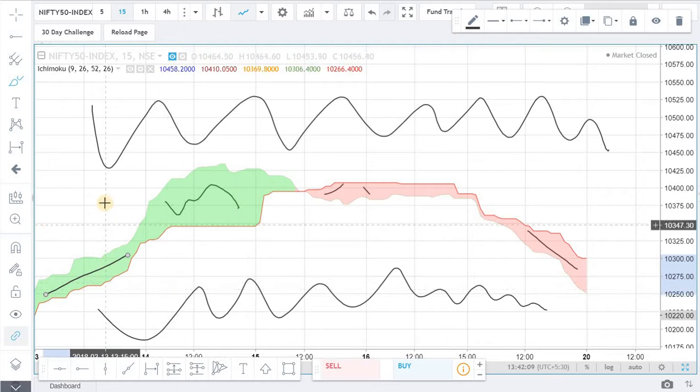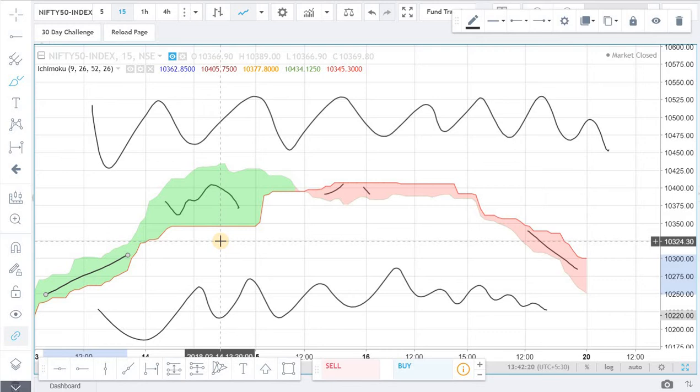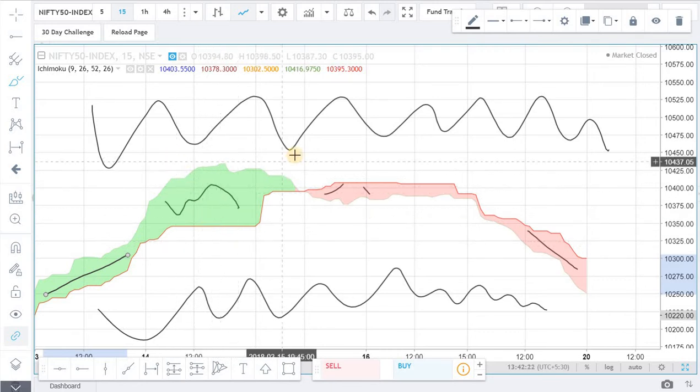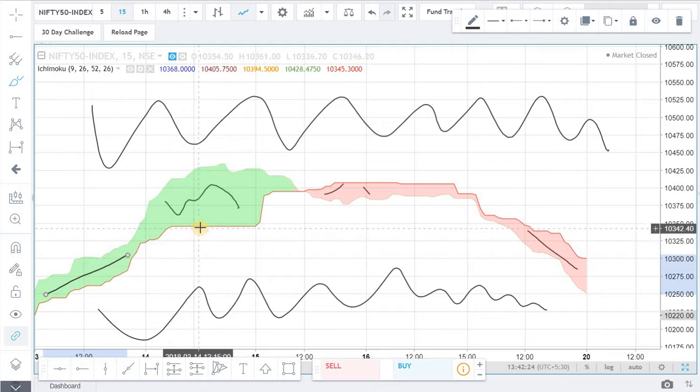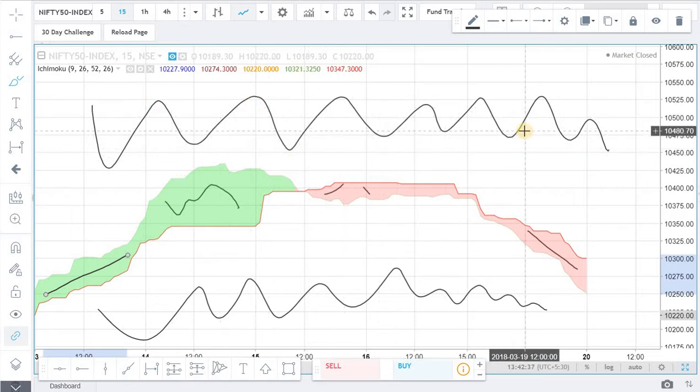Again, I'm reiterating that the most important component in a cloud is your span B, and that is the strongest support and strongest resistance. It is the strongest level for making any kind of trade, be it a bounce this way or that way, or a breakout this way or the other way around. But the cloud gives you a first representation of the current market sentiment.